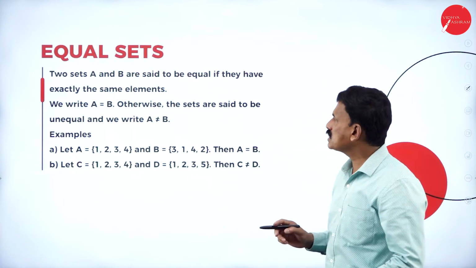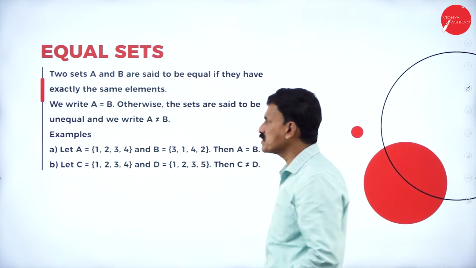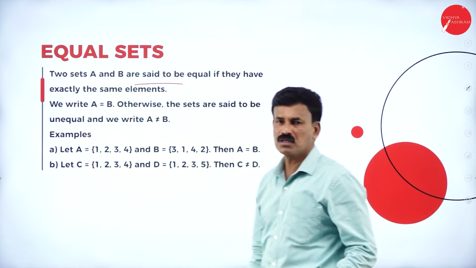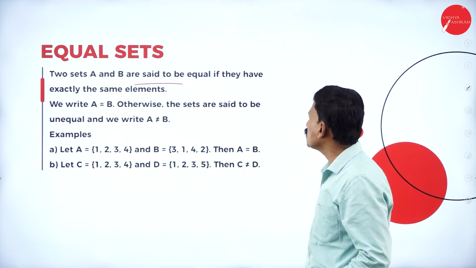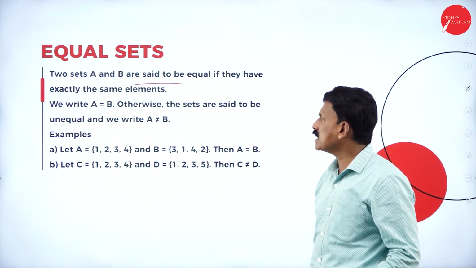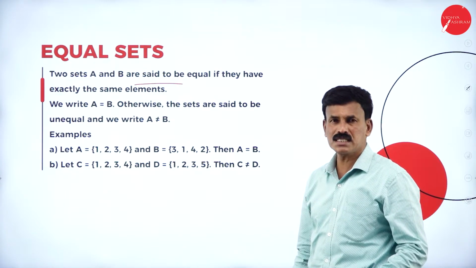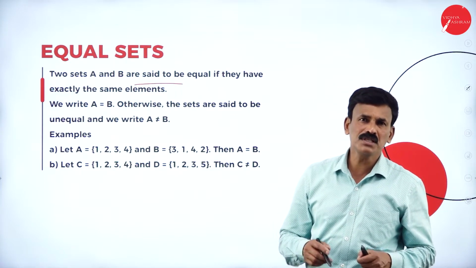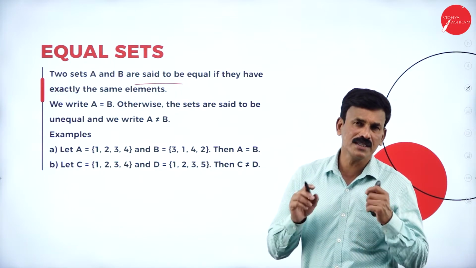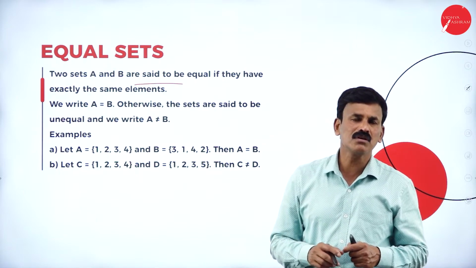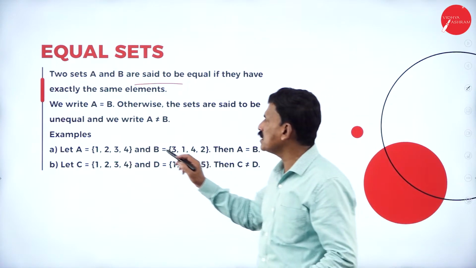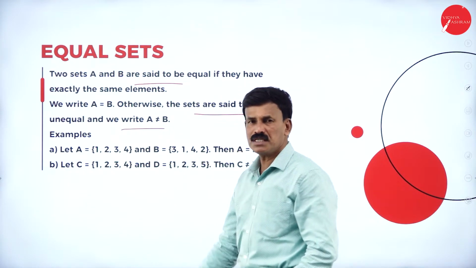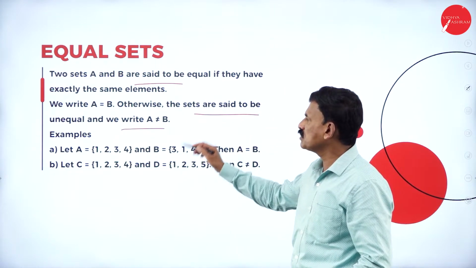Now, let us learn about equality of sets, equal sets. When do we say two sets are equal? Two sets A and B are said to be equal if they have exactly the same elements and the same number of elements. So if the elements in the two sets are the same, then they are called equal sets, denoted as A = B. Otherwise the sets are said to be unequal sets, denoted as A ≠ B.